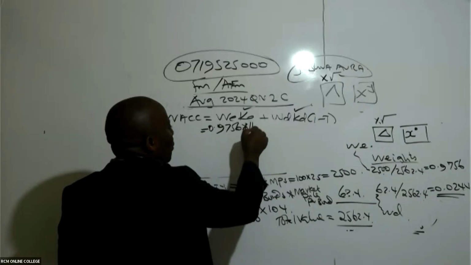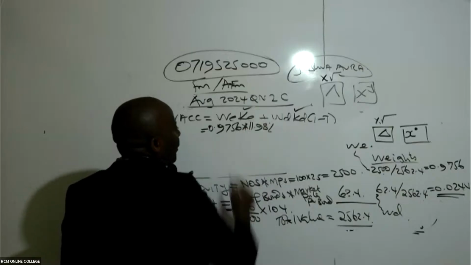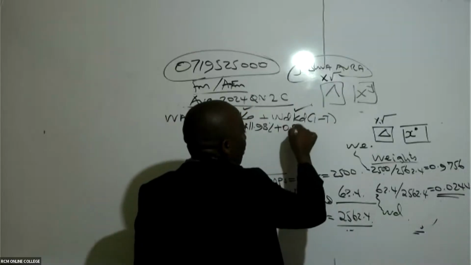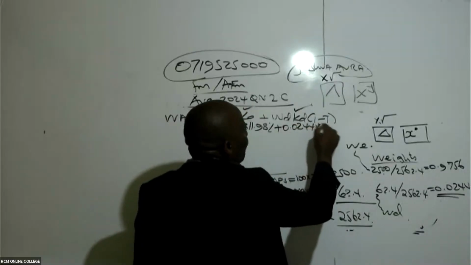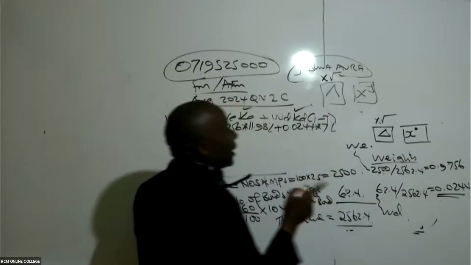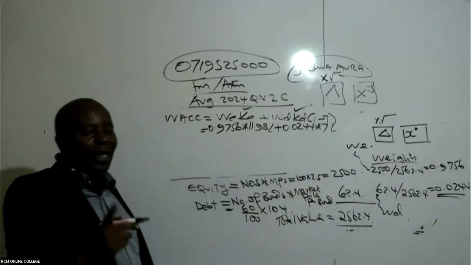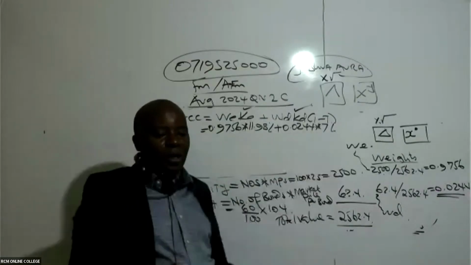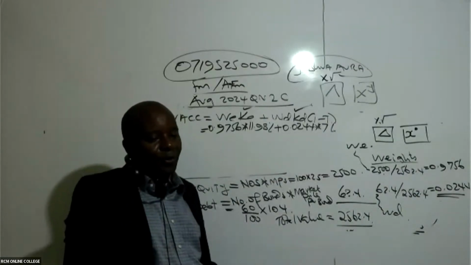0.9756. Cost of equity, we got 11.98%. Weight of debt, ladies and gentlemen, is 0.0244. Cost of debt is 7%, and don't adjust it for tax, because they gave us the cost of debt after tax.